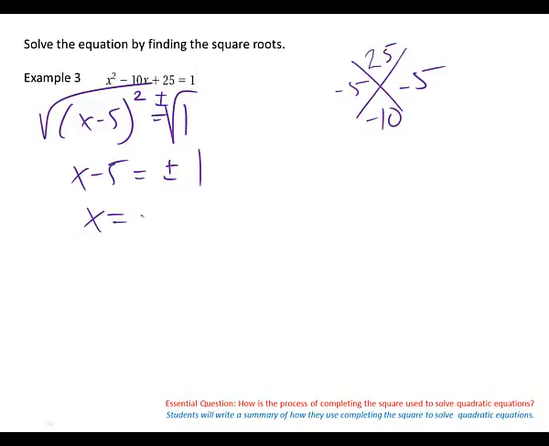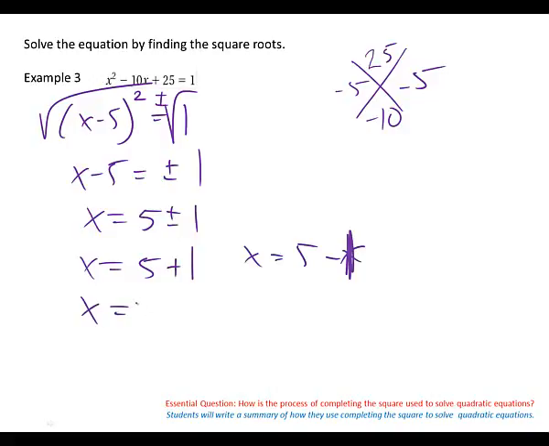By adding. Okay, so 5 plus or minus 1. So I've got x equals 5 plus 1, x equals 5 minus 1. Minus 1, not x. And I lost the 1 there too, didn't I? x equals what? 6, and x equals 4.